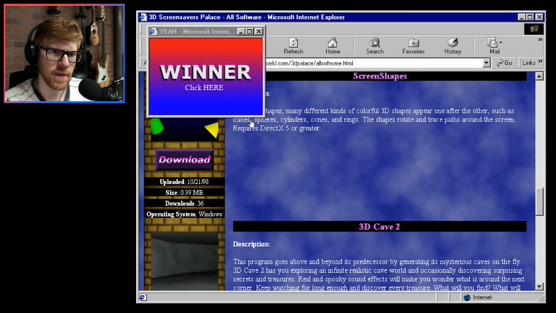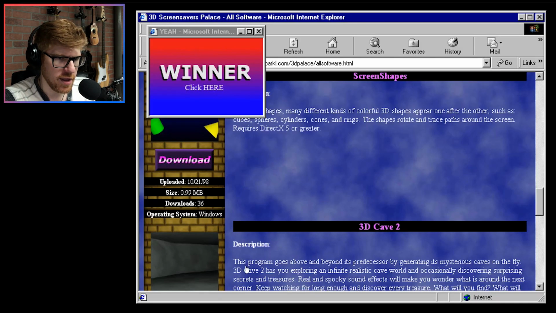All software. Shapes. Many different kinds of colorful 3D shapes appear one after the other, such as cubes, spheres, cylinders, cones, and rings. The shapes rotate and trace paths around the screen. Requires DirectX 5 or greater. Uploaded '98. Okay, 99 megabytes. Downloads 36. Operating system window.